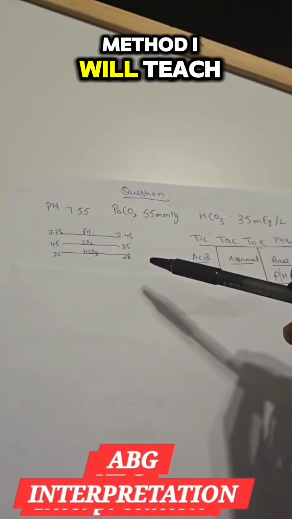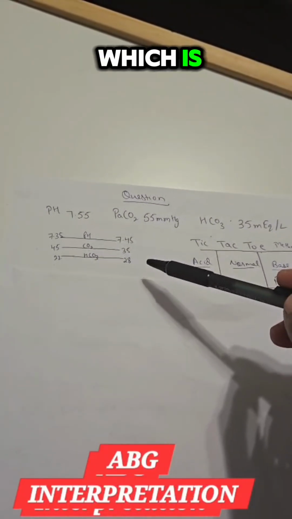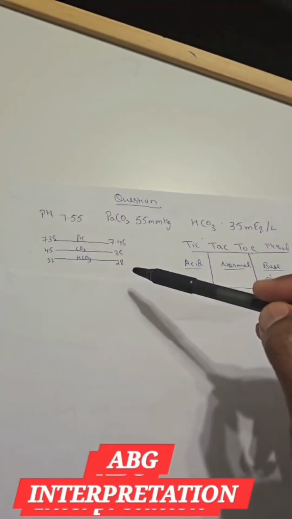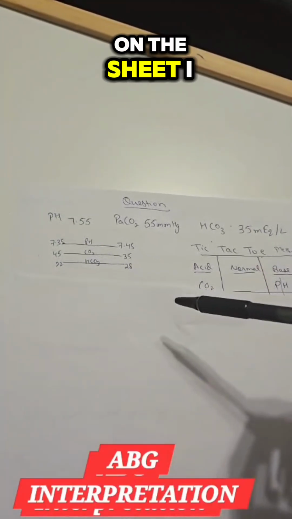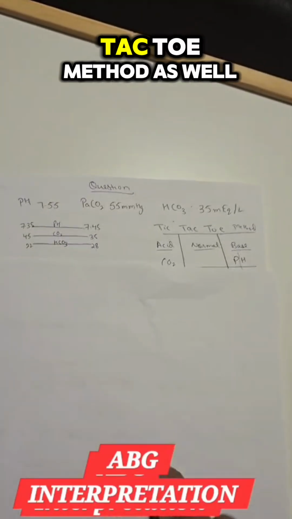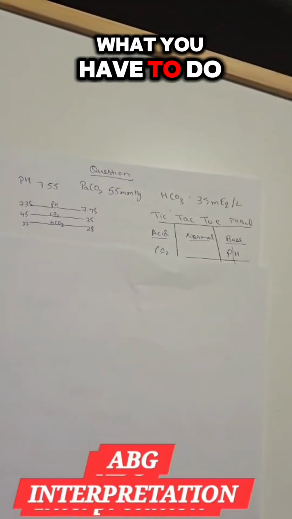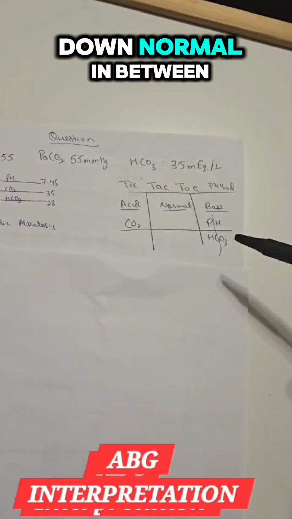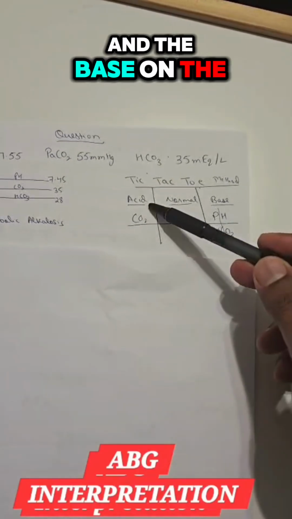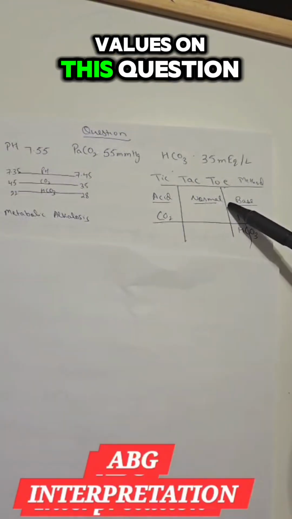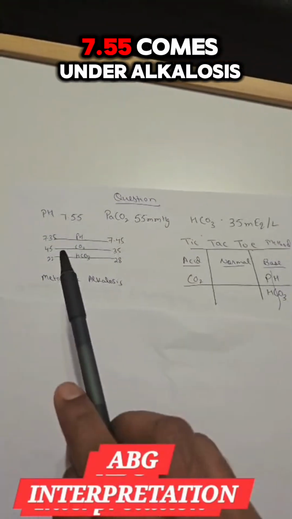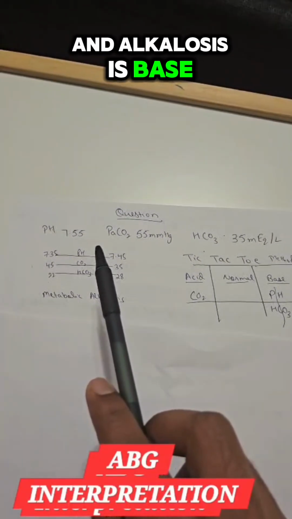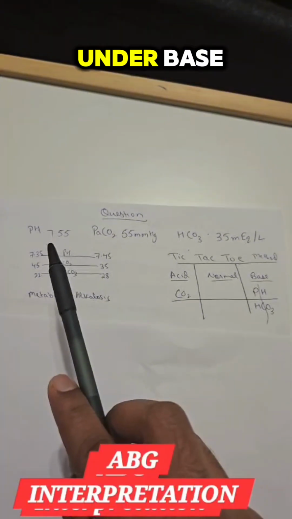But there is another method I will teach you today, which is the tic-tac-toe method. And you can see on the sheet I made that tic-tac-toe method as well. So what you have to do, you have to write down the acid on one side, write down normal in between, and the base on the other side. As you see the values in this question, 7.55 comes under alkalosis, and alkalosis is base. So we will write pH is under base.